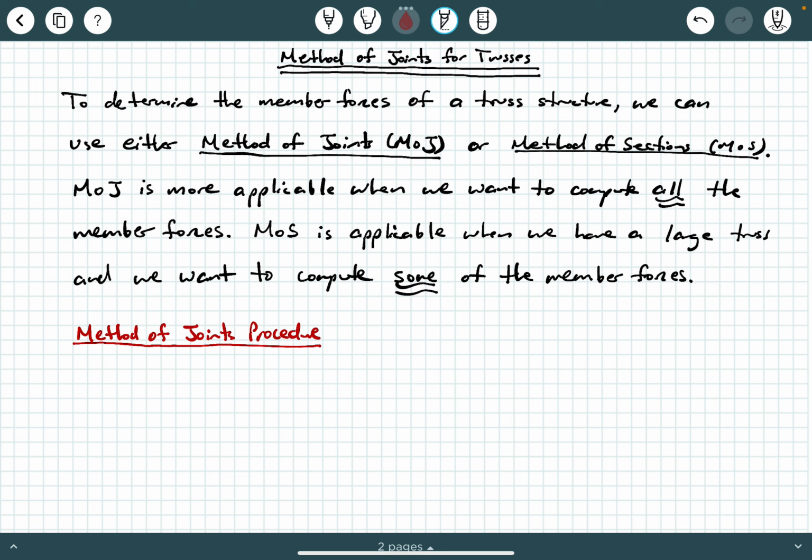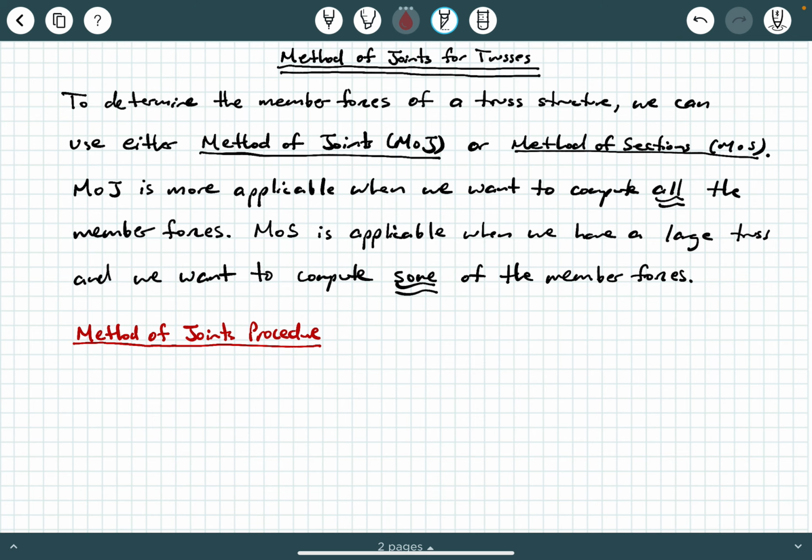So let's say you have a really big, complicated truss with several members, and a problem asks you, oh, I just want the forces in these three members in the middle of this gigantic truss. Well, method of sections would probably be more applicable in that kind of situation compared to method of joints, but you can use these two methods together if you needed to. Okay, so in this video, we're going to focus on the procedure for method of joints, and then we're going to have some examples, and then we're going to have another video with some examples of method of sections.